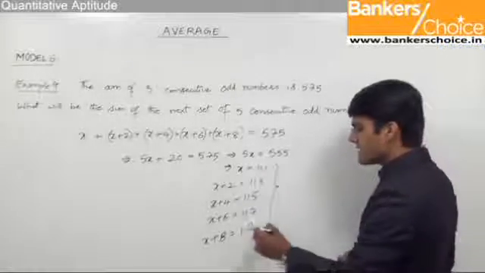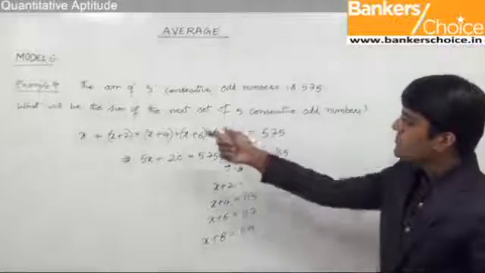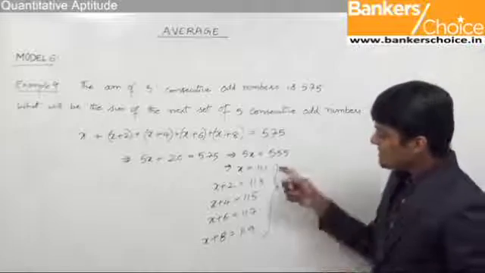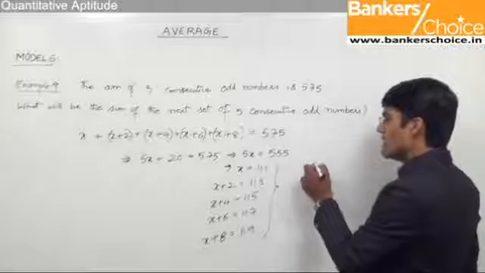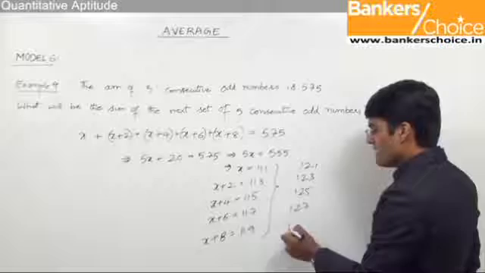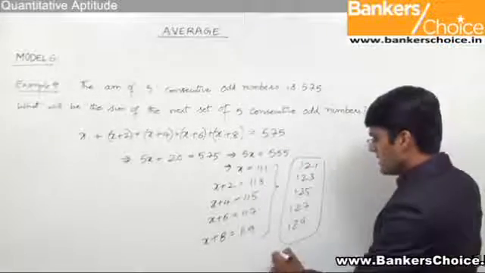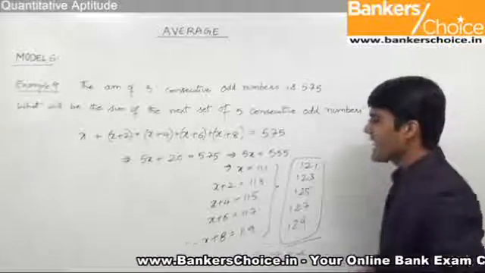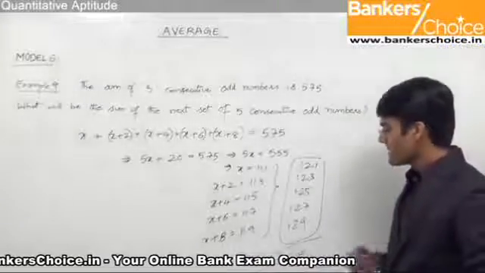So these are the 5 consecutive numbers whose sum is 575, and we are supposed to find out the sum of the next set of 5 consecutive odd numbers. So the next set of consecutive numbers that we have after these 5 numbers will be 121, 123, 125, 127 and 129. And the sum of these numbers will be equal to 625. So we can say that the sum of the next set of 5 consecutive odd numbers is 625.